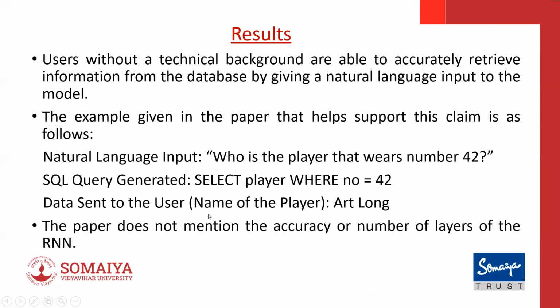And one more thing is that in the paper they do not mention the accuracy in terms of percentages, or they have not specified the entire architecture of the recurrent neural network, like how many epochs, how many iterations, how many hidden layers are there. They have simply put this in the form of a result. So that is what I have shown to you over here.